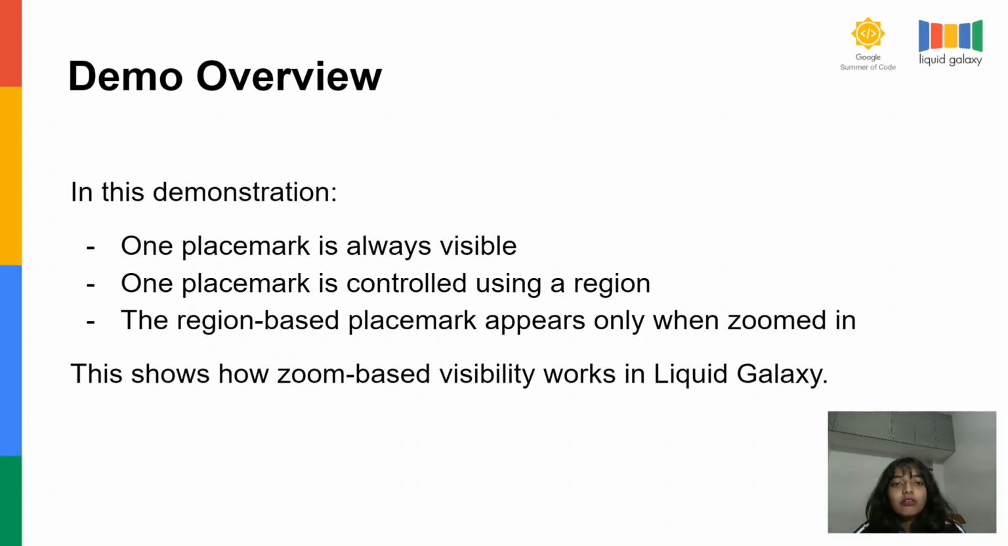Demo overview. And now let's move to the very simple demo. In this demo, I'll show two place marks. One is always visible regardless of zoom level. The second one is controlled using the region, meaning it appears only when zoomed in. The goal here is clarity, not complexity. This minimal setup makes it very easy to observe and understand how region-based visibility works in Liquid Galaxy.